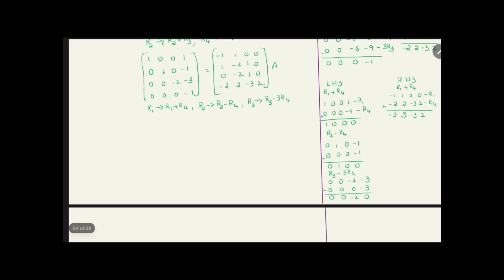Now what is the second operation? R2 minus R4. What is R2? 1, minus 2, 1, 0. Okay, so this is R2 and R4 is minus 2, 2, minus 3, 2. So this is R4. Okay, students. Now I should subtract these two. Minus 1 plus 2 it is 3, minus 2 it is minus 4, 1 plus 3 it is 4, and 0 minus 2 it is minus 2.